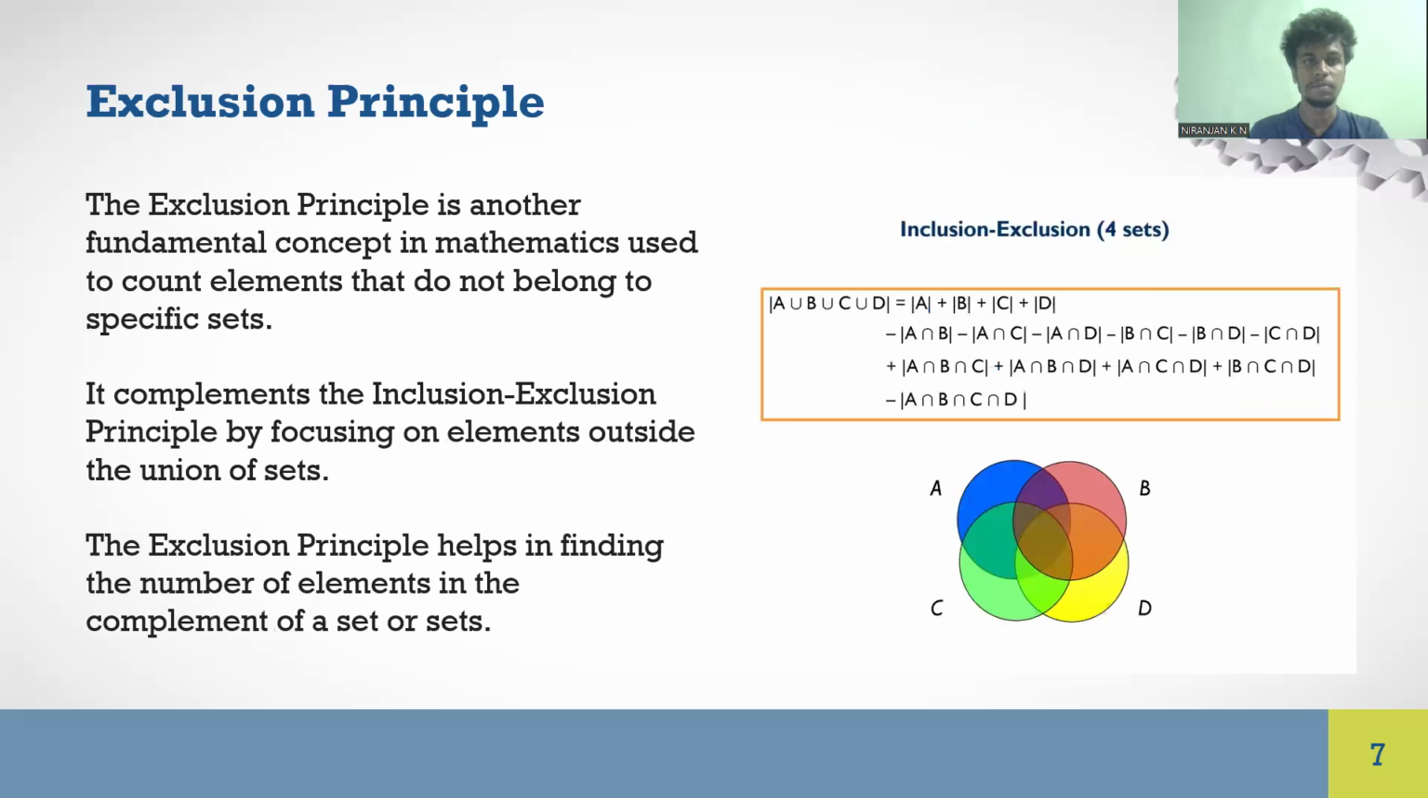So, the exclusion principle. The exclusion principle is another fundamental concept in mathematics used to count the elements that do not belong to specific sets. It complements the inclusion and exclusion principle by focusing on the elements outside the union of sets, that is, in the universal set. The exclusion principle helps in finding the number of elements in the complement of a set or sets.